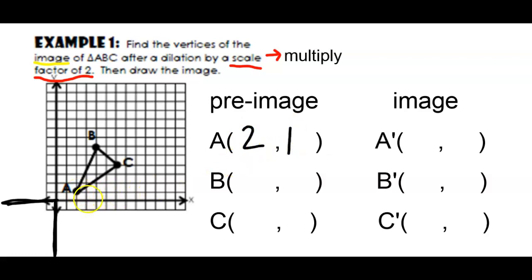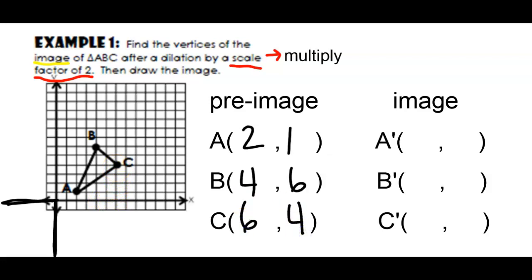And then B is back to the origin, 1, 2, 3, 4, and then up 1, 2, 3, 4, 5, 6 till I got to the point. So 4, 6. And then C. So go back to the origin, 1, 2, 3, 4, 5, 6, and then up 1, 2, 3, 4. So the opposite, 6, 4.